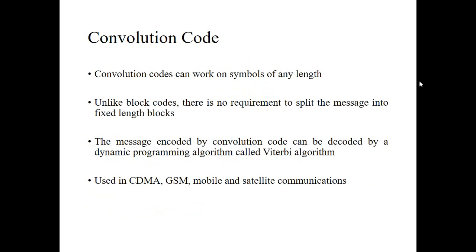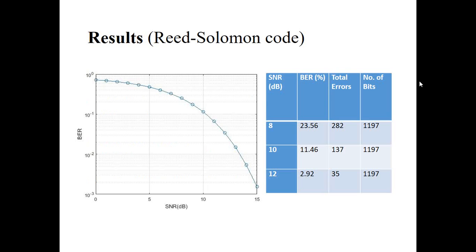Now let us look at convolution codes. These codes, unlike the various block codes that we had discussed in the previous slides, can work on symbols of any given length. It makes use of a dynamic programming algorithm called the Viterbi algorithm for decoding purposes, and it's used in wireless cellular communications. Now let us move on to the results of my project.